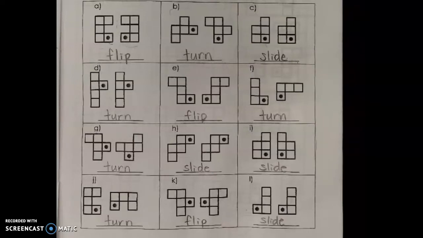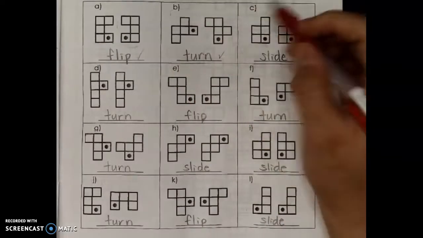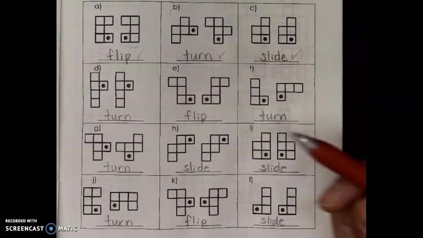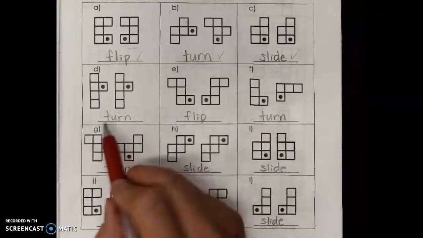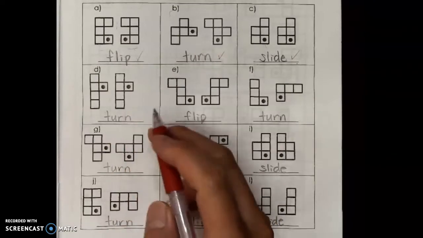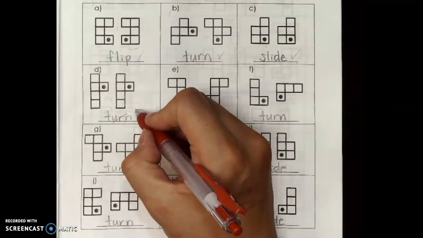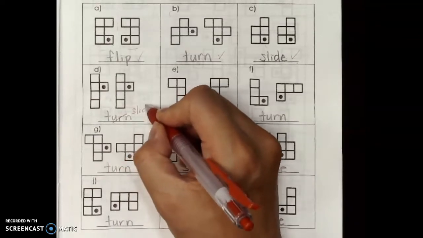Let's check the answers. We already have A, B, and C because we did that together. Next one, D. Is it a turn? No. If it's wrong, it's okay. You can just write the correct answer. Slide.